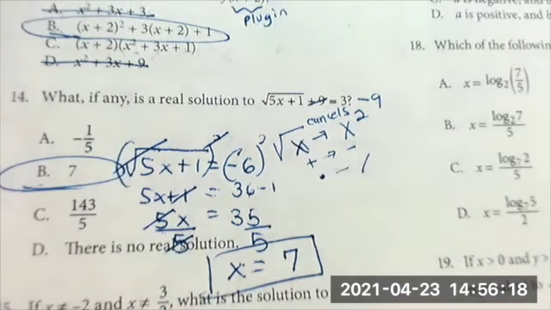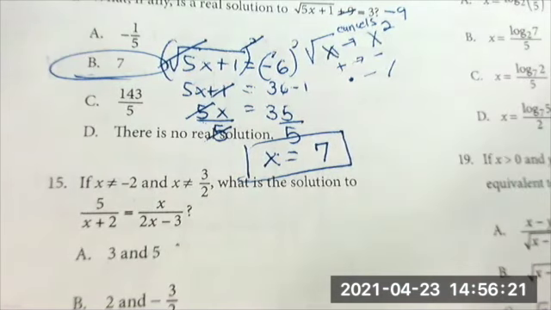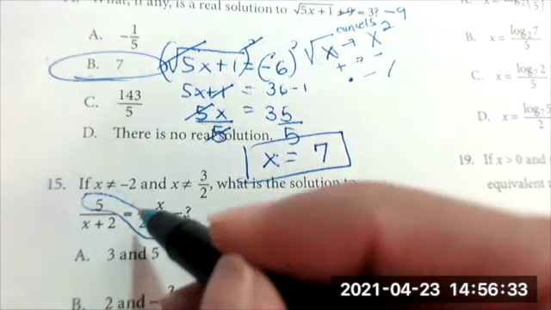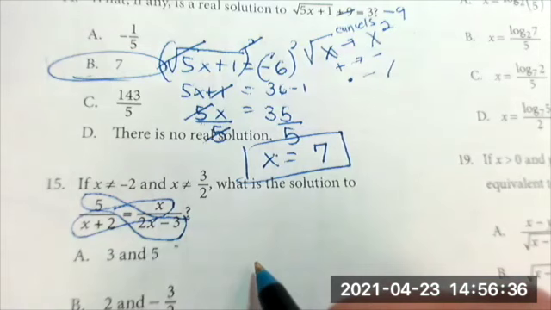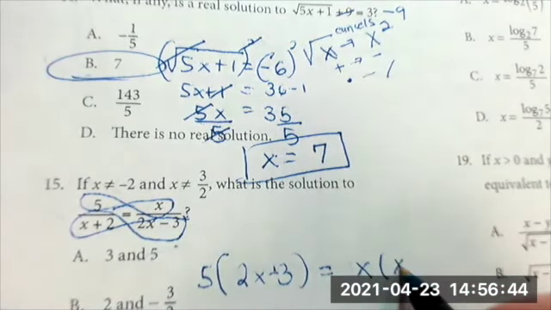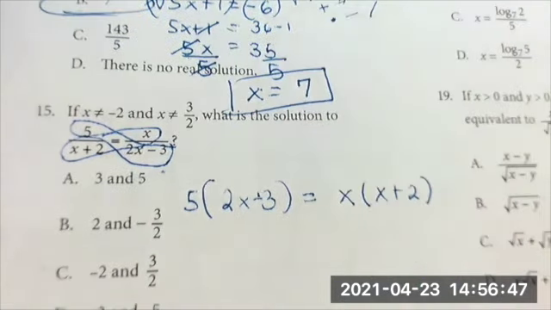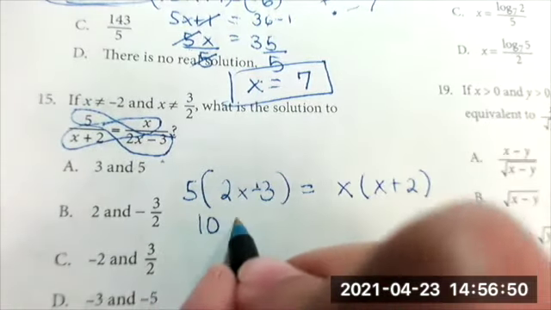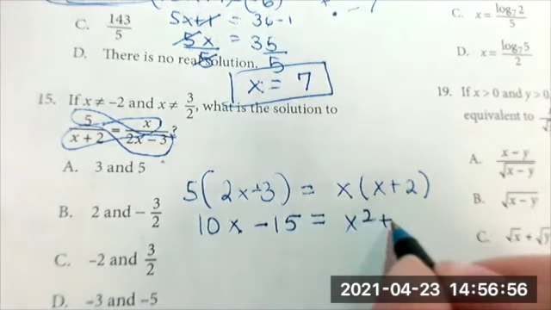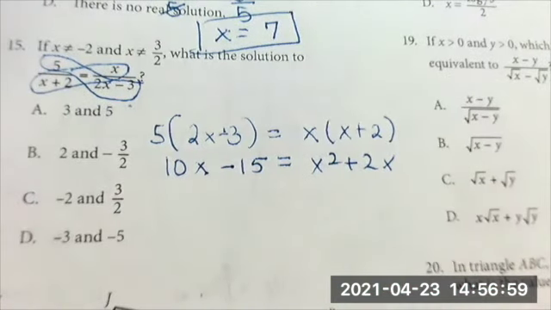All right, number 15. If x is not 2 and x is not 3 over 2, what is the solution to this? So we are going to cross multiply. So we have 2x minus 3 times 5 equals x times x plus 2. I'm going to multiply this. 10x minus 15 equals x squared plus 2x. And then keep going.